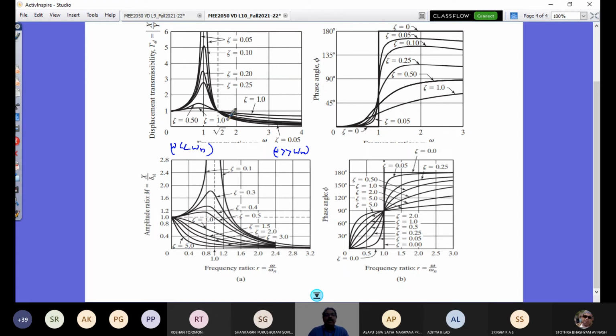So you look at here, as the damping value increases, the amplitude of the displacement transmissibility decreases. So when you have a zeta value much greater than omega n, that reaches 0. That's where you get your x by y tending to 0 at this point, when the omega value is very small compared to the natural frequency of the system.